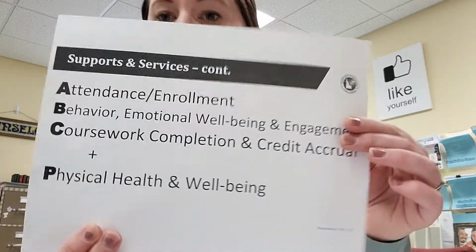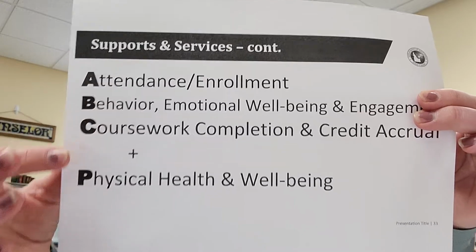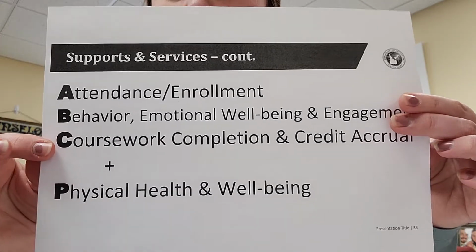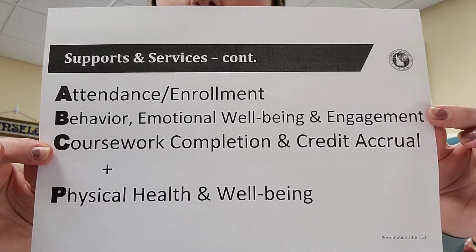Okay, so I'm going to review some supports and services that we can provide as a school and as a district. And it follows this guideline of A, B, C plus P. And it covers some of the things that we will want to provide for these students to help them be successful.